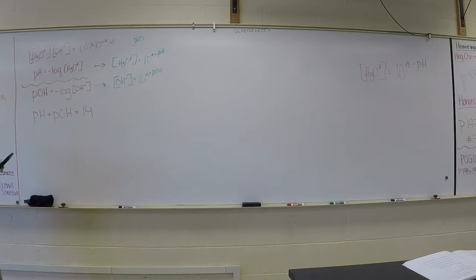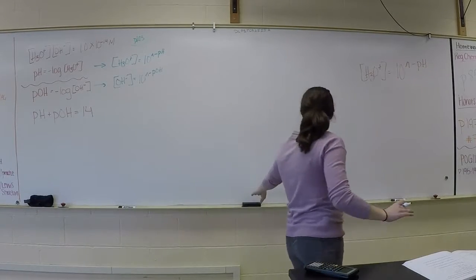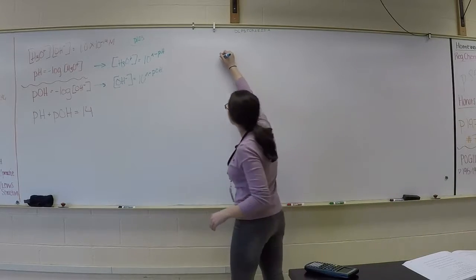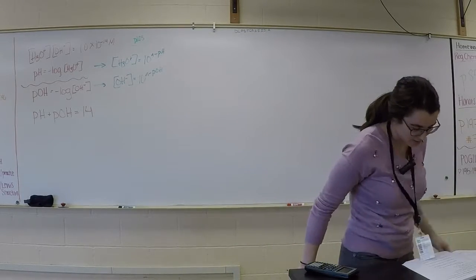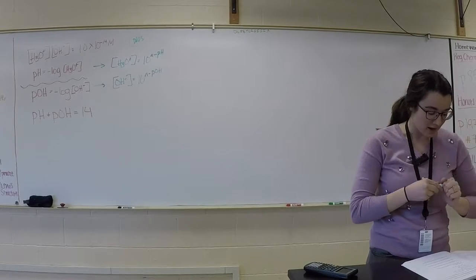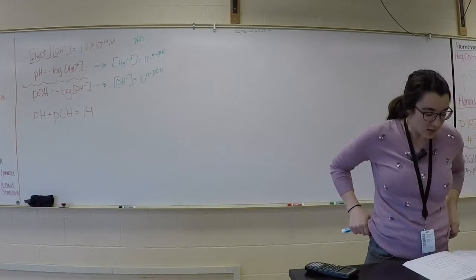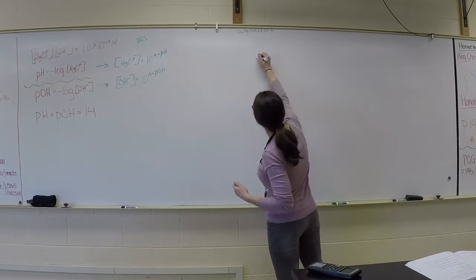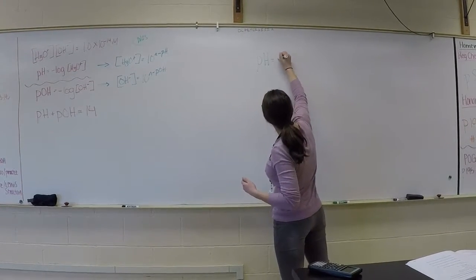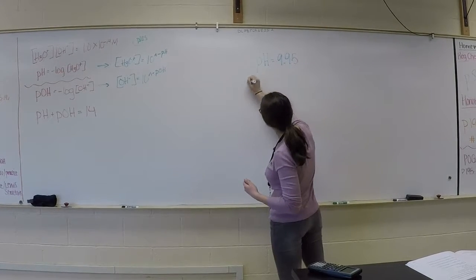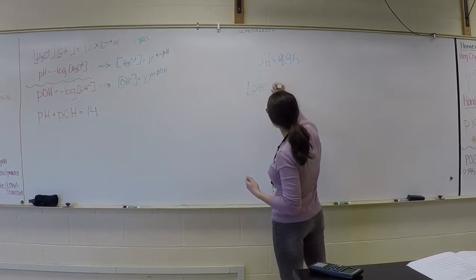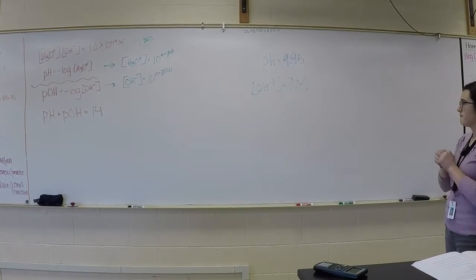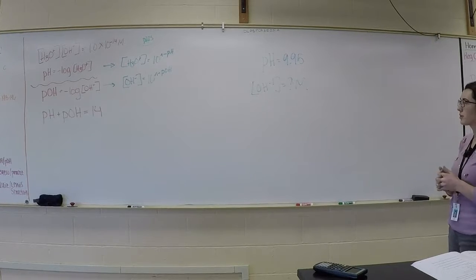So let's practice using them. Let's practice using our anti-log one. Oh, just kidding. There's questions in the book. All right, let's look at 6A. It says, what is the hydroxide concentration if a solution has a pH of 9.95? So I'm going to list out what I'm given. Has a pH of 9.95. And we're trying to solve for a hydroxide concentration. So, what can we solve for with a pH?